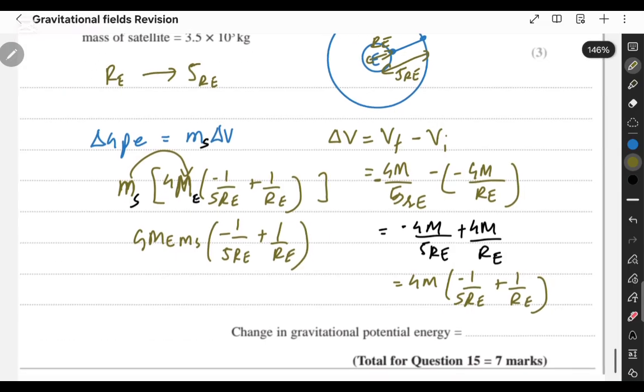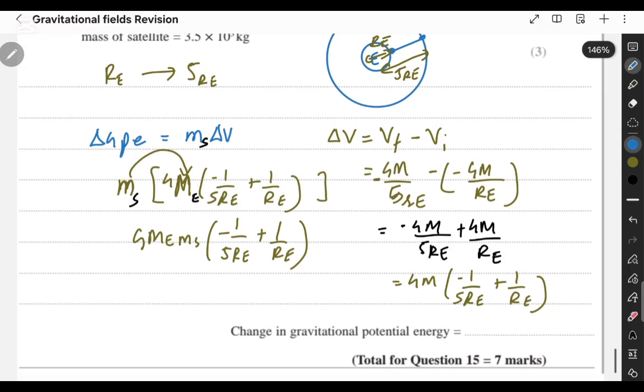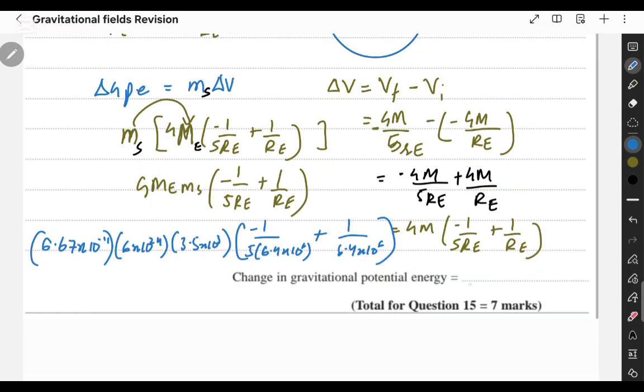Now all you have left is to just plug in the values and you will get the answer. You're going to get the answer as 1.75 times 10 to the power of 11 joules.